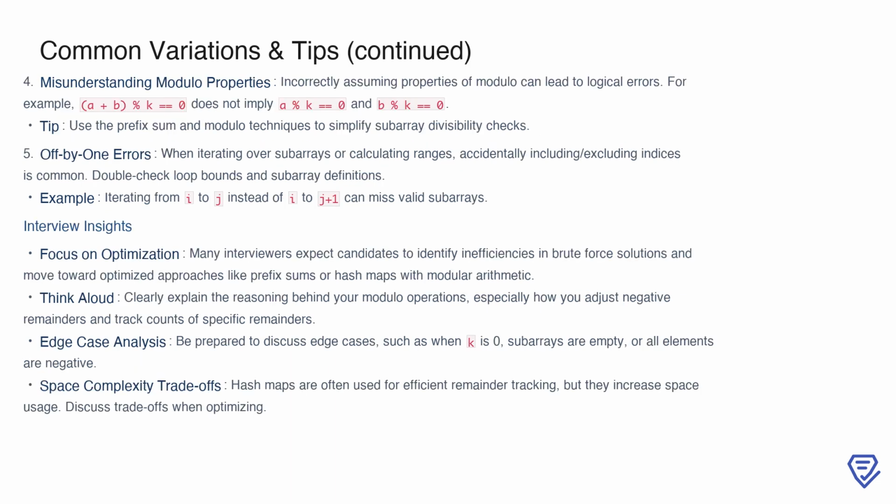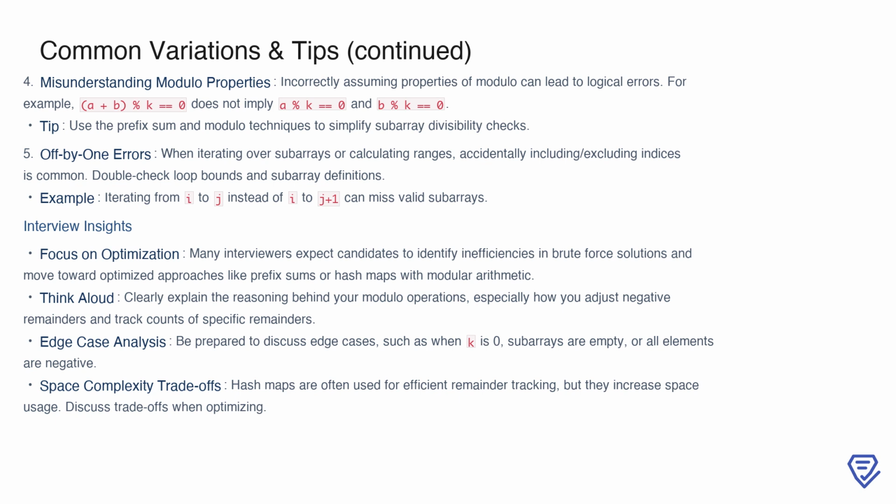Another issue to be mindful of is misunderstanding modulo properties. For example, while (a + b) % k == 0 may hold true, it doesn't necessarily mean that a % k == 0 and b % k == 0. Misinterpreting this property can lead to logical errors. Instead, rely on the prefix sum approach combined with modular arithmetic to simplify your checks for subarray divisibility.